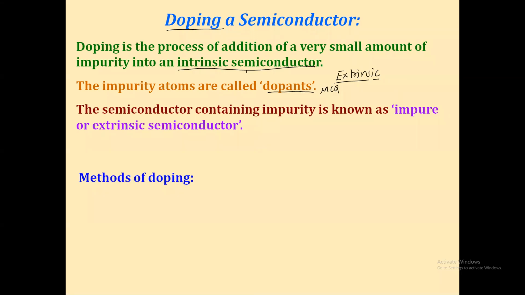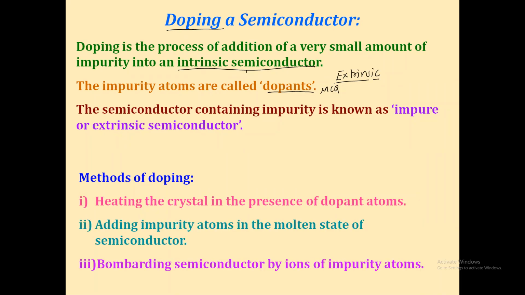Now, methods of doping. What are the different methods? I think you might have learned in 11th, 12th or in physics. There are approximately 3 methods. One is heating of a crystal in the presence of dopant atoms. Another is adding impurity atoms in the molten state of a semiconductor. And the third one is bombarding the semiconductor with ions of impurity atoms.